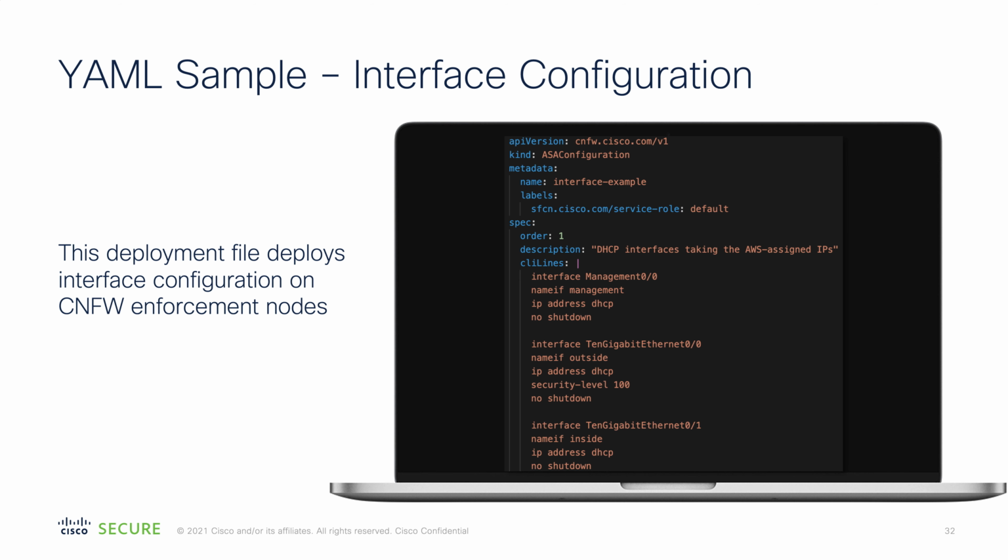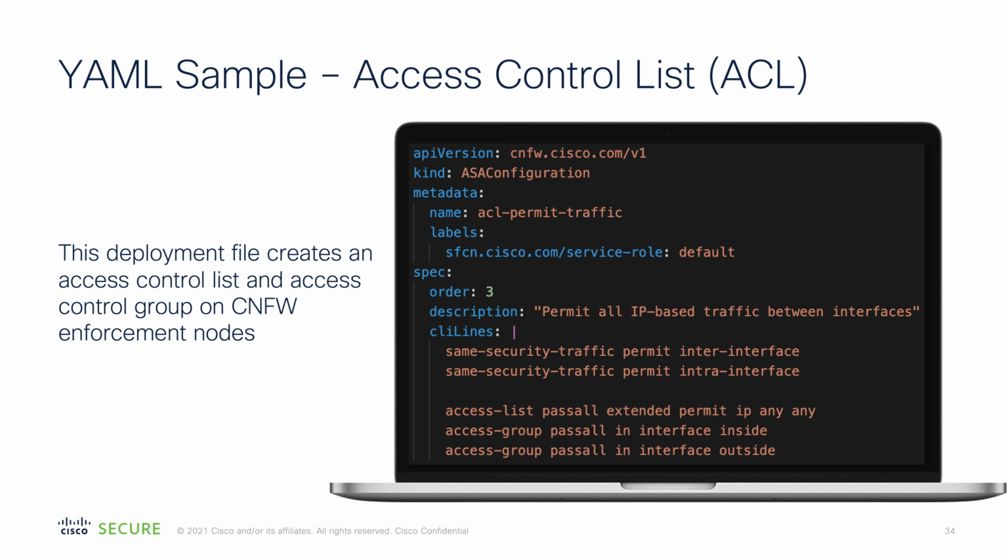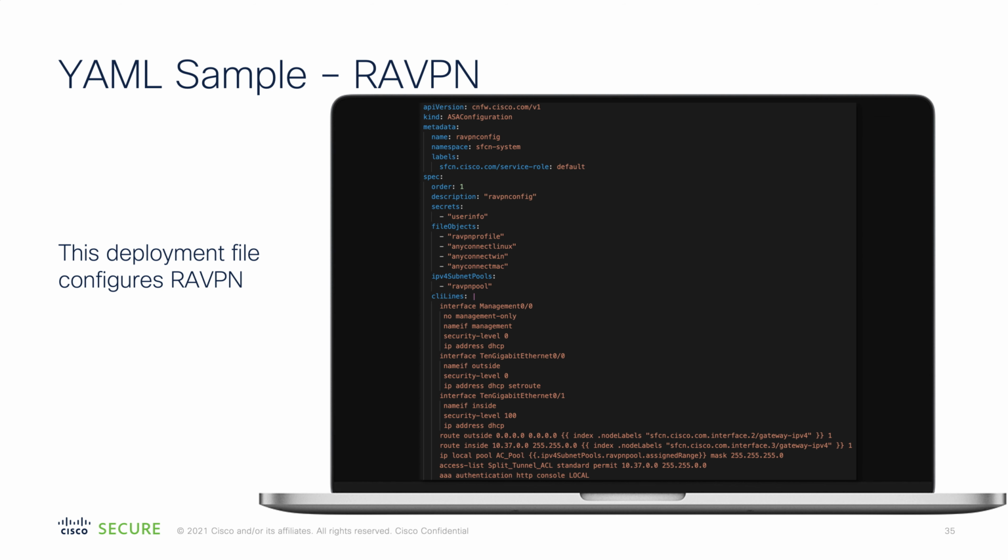Now there are a few samples that I wanted to share with you. These are the sample files. You can download these sample files from our GitHub repo. These are sample files for deploying interface. Then we have a sample file for deploying network object. We have another sample file for deploying access control policy. We have a sample file for deploying end-to-end RA VPN architecture for you.